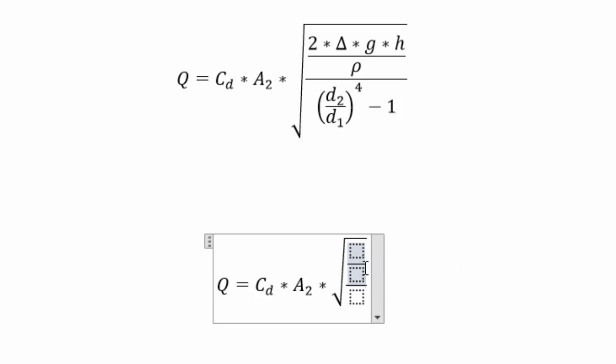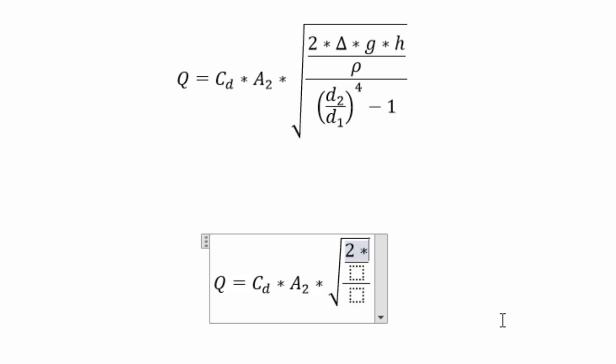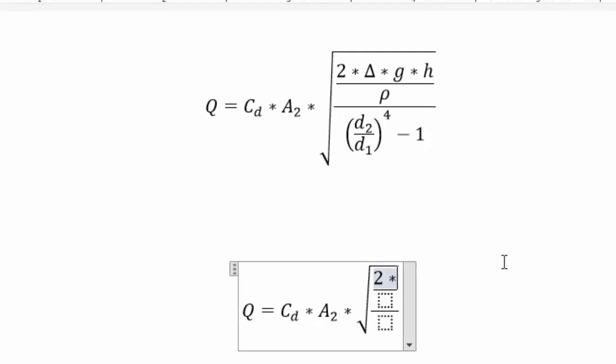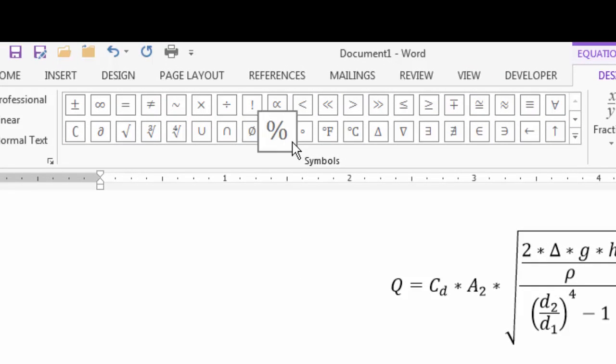Let's put the numerator of this fraction in. So I'm going to click into that numerator placeholder, and I'm going to type 2 star. Now I need delta. Delta is a Greek character. It's found in several places in the toolbars. Now here's what looks to be a delta, but this says increment.